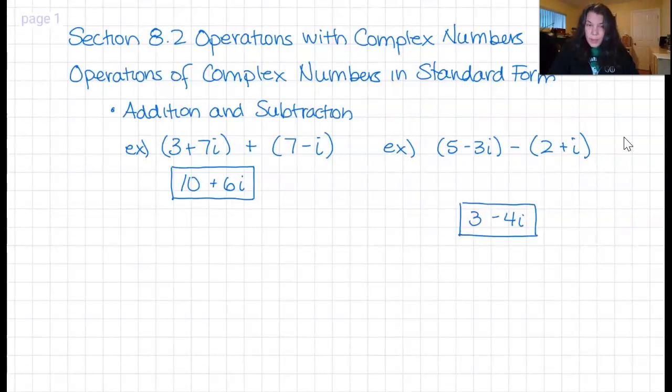But remember what's happening behind the scenes. The first set of parentheses have an invisible 1, so you distribute that. You still have 5 minus 3i. Second set of parentheses have a negative 1. So when you distribute that, you have negative 2 minus i. And then, again, you combine like terms and you get that. So addition and subtraction, like I said, not a big deal. What about multiplication and division?